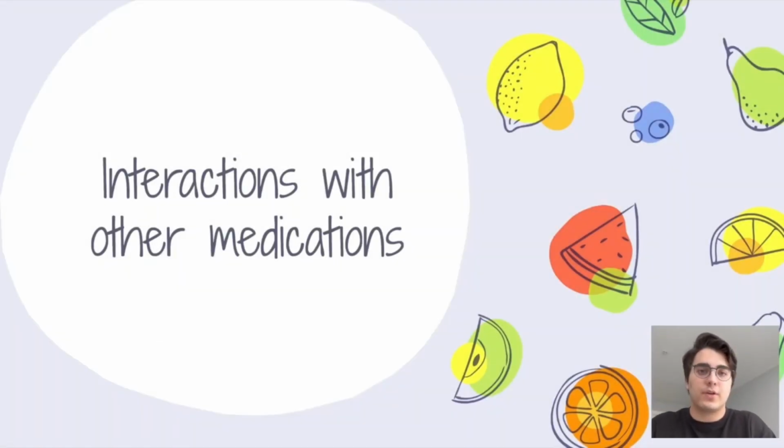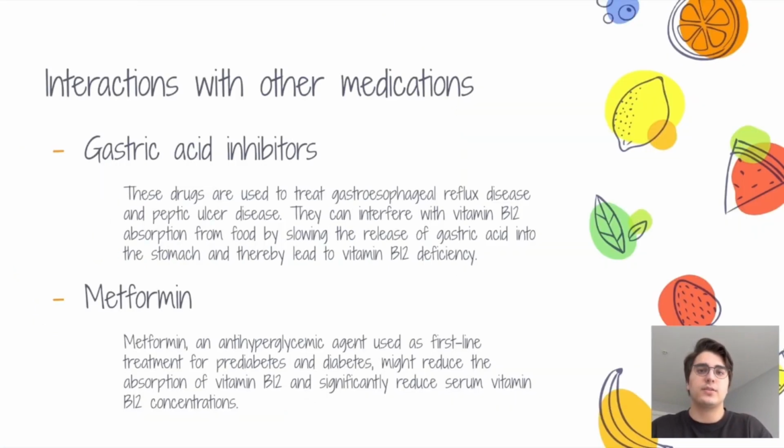Vitamin B12 can have interactions with certain medications. These medications include gastric acid inhibitors and metformin. Gastric acid inhibitors are used to treat esophageal reflux disease and peptic ulcer disease. They can interfere with the absorption of vitamin B12 because they slow down the release of gastric acid, which is essential in the absorption of B12.